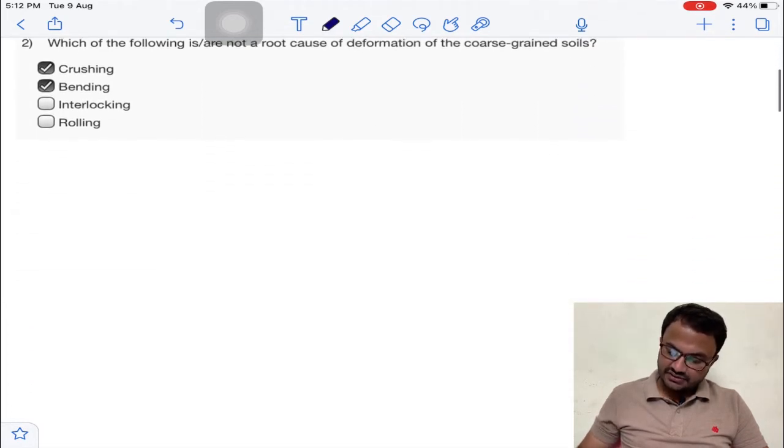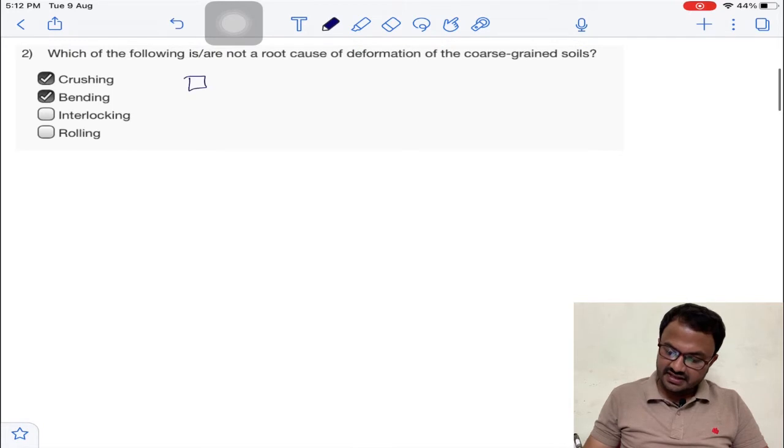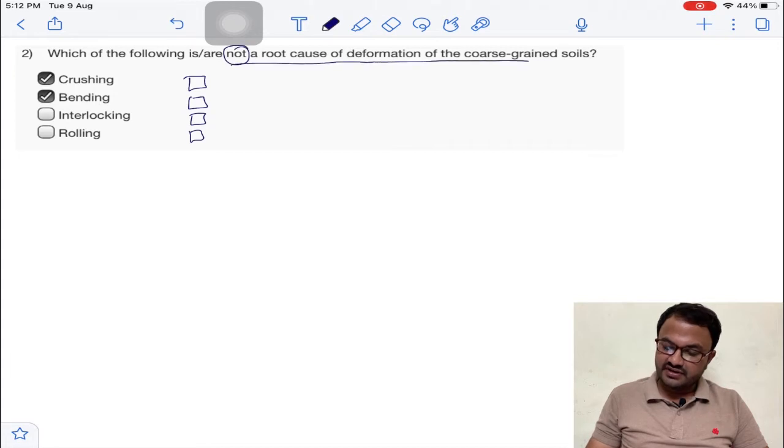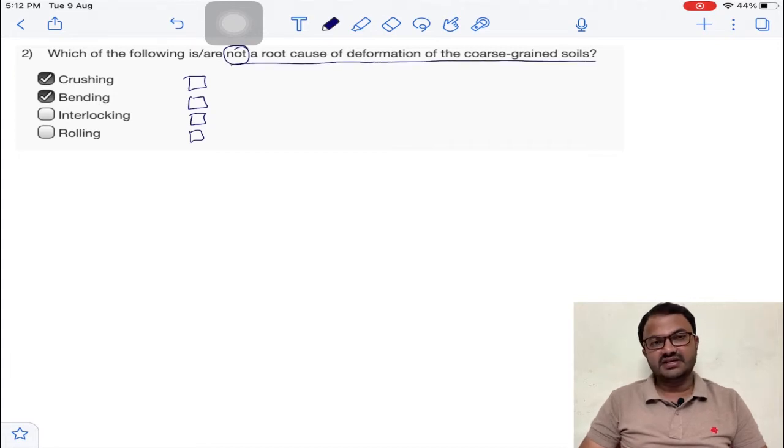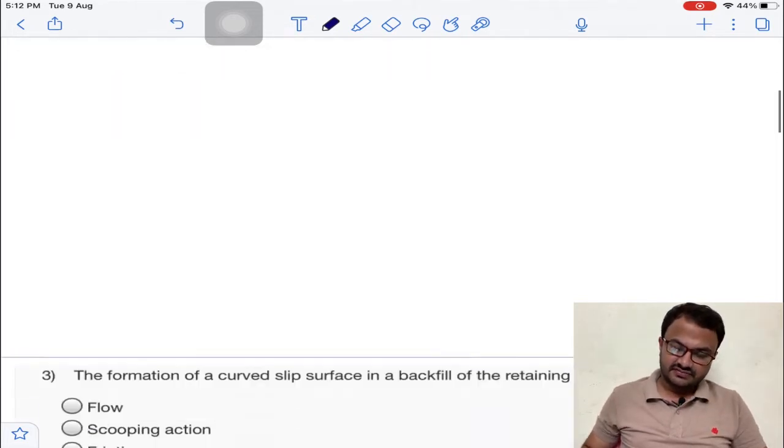Okay, next question. Again, this is a type of multiple answer question, where they give multiple options. So the question is related to multiple answers. Which of the following is not a root cause of deformation of coarse grained soils? Generally, crushing and bending is not the root cause, and interlocking and rolling are the root causes for deformation of coarse grained soils. So it is a direct question.